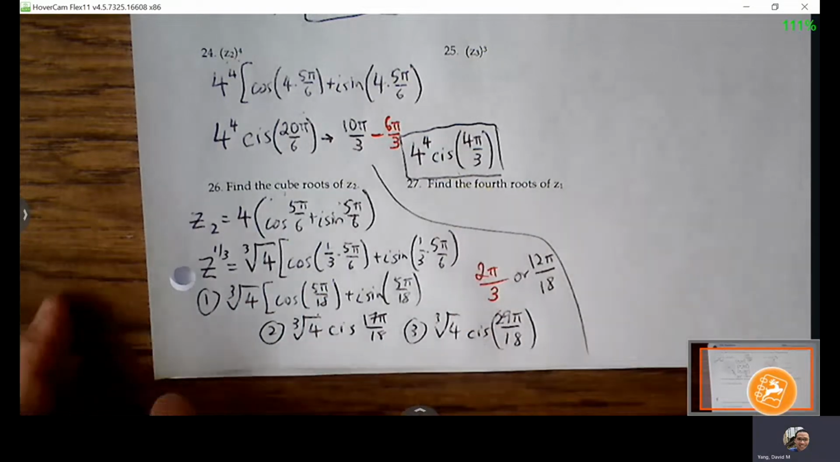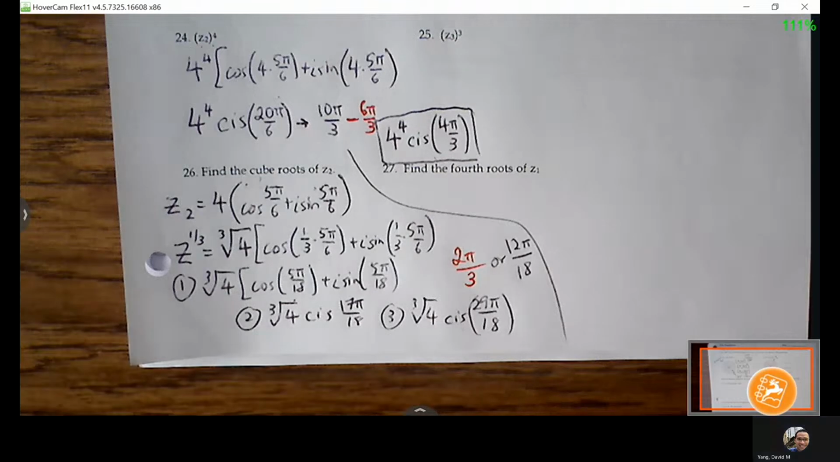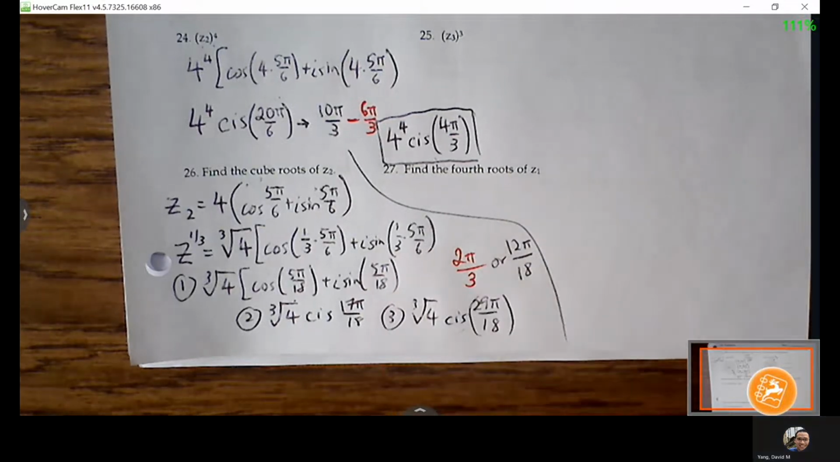Yeah, so try 27, see if you can go through that process. And I'll show the answer after you guys had a chance to try that. Yeah, so these are the ones that take the most time because there's multiple steps involved.